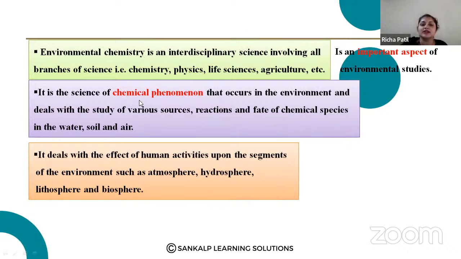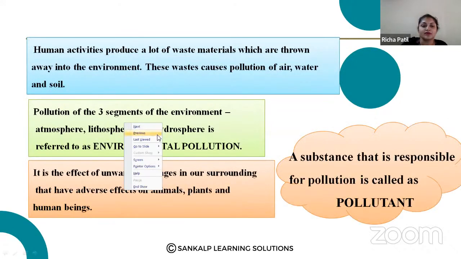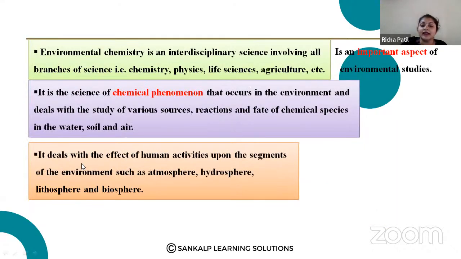So it is a science of chemical phenomena. We are going to study the chemical phenomena that are occurring between the environment and the various sources. We are going to study its reactions, then the chemical species in water, soil, and air. So environmental chemistry is nothing but a study of chemical phenomena. Then it deals with what?